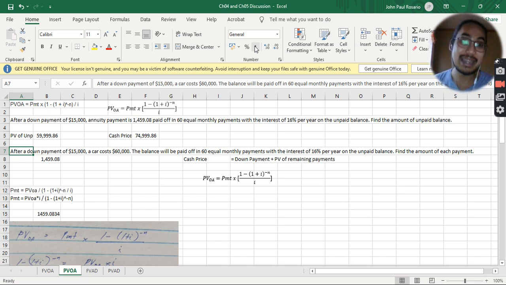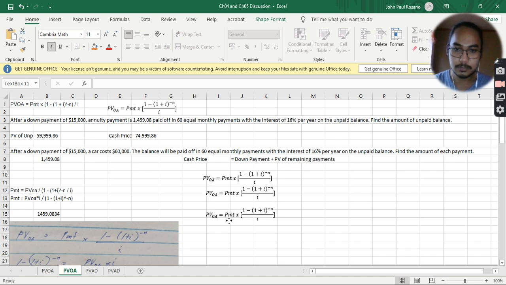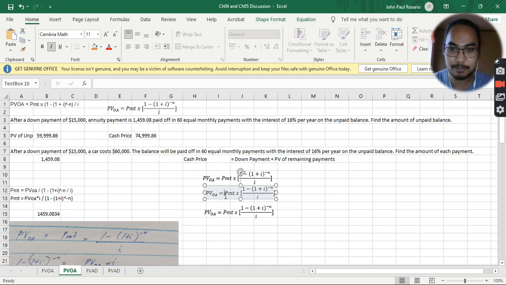So what if the payment is unknown? Let's flip our formula first, so that we can move it to the other side.